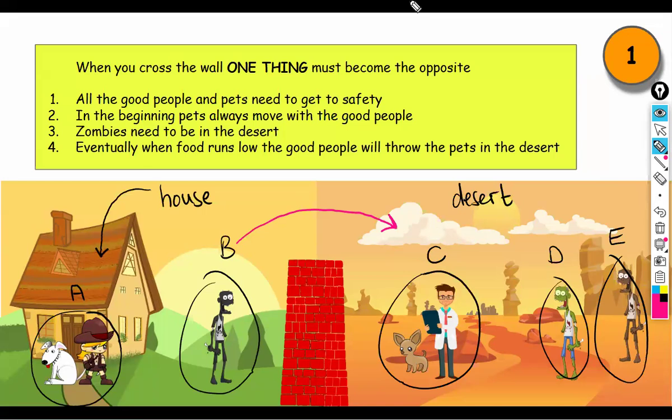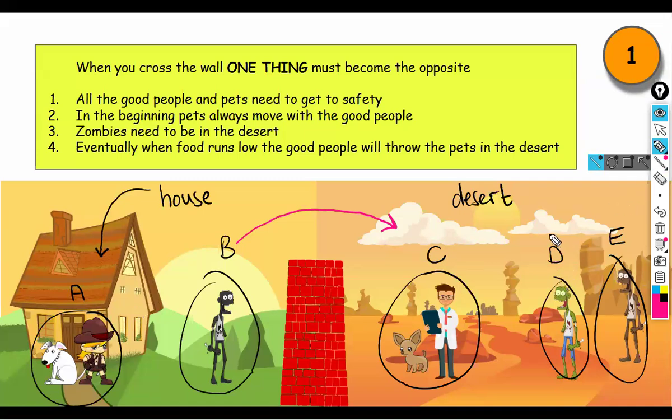Now, here's the thing in maths. Whenever you throw something across the wall, you have to make it the opposite. So if you're positive, you become what? Negative. If you're negative, you become positive. Now, I don't care if you're moving things from the left-hand side to the right-hand side, or from the right-hand side to the left-hand side, vice versa, in other words. Once you cross that wall, once you get thrown over that wall, you have to become the opposite. Once again, positive will become negative. Negative will become what? Positive.